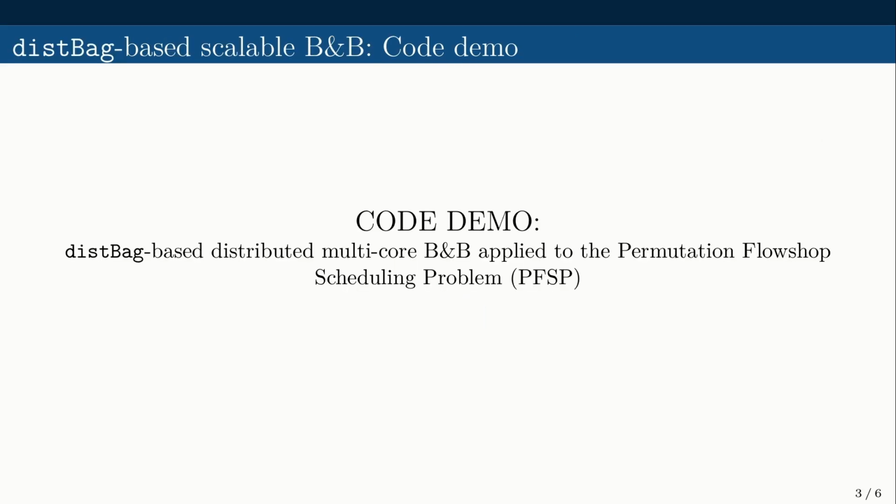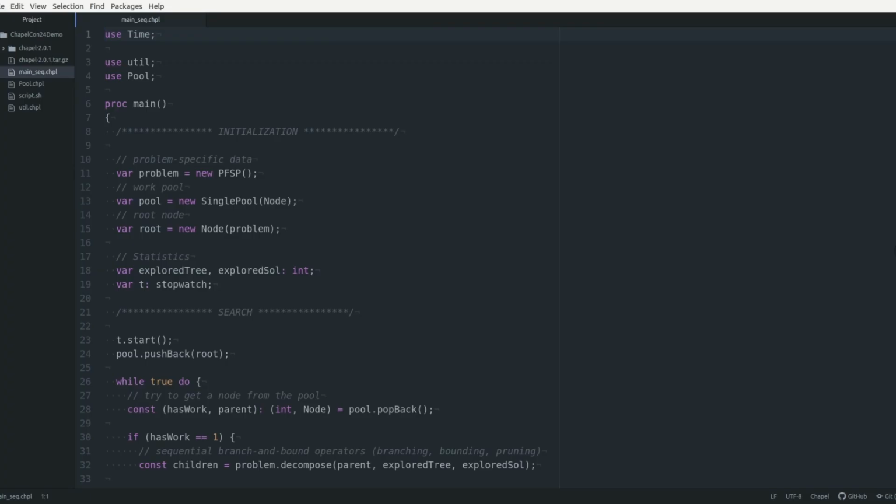So now I'm going to show you a small code demonstration, which is a DistributedBag-based distributed multi-core branch and bound applied to the permutation flowshop scheduling problem. For this demonstration, I prepared a sequential version of the branch and bound method for this problem, and I tried to hide as much as possible all the logic associated with the problem and the branch and bound, in order to make the code clear and to focus more easily on the data structure aspect.